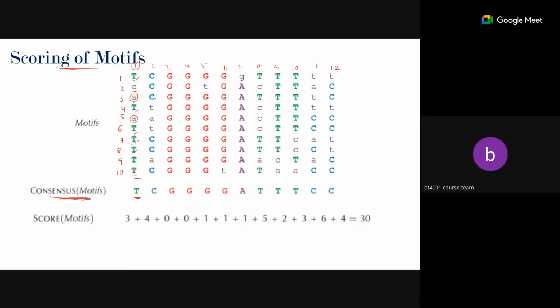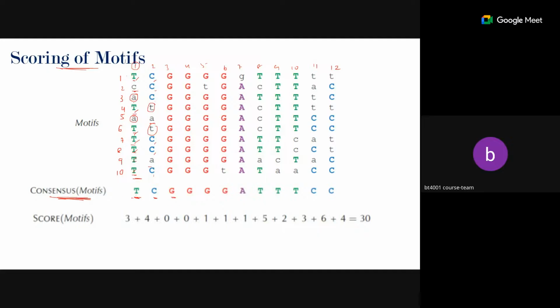Then similarly, at the second position, C is occurring 1, 2, 3, 4, 5, 6 times, T is occurring 2 times, and A is occurring 2 times. The nucleotide occurring the maximum number of times is C, so that's why we have C at the second position. Similarly, at the third position, we only have G. There are no other nucleotides, so we have G at the third position, and so on.